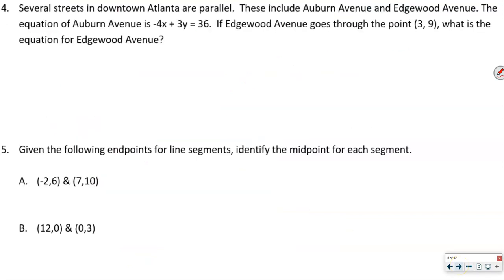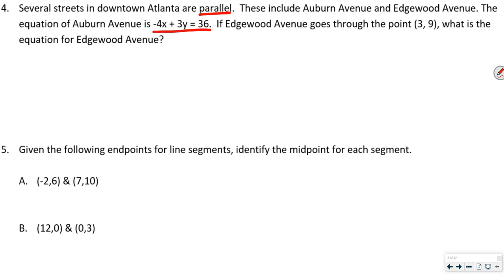All right, with number 4, it says several streets in downtown Atlanta are parallel. Key phrase. These include Auburn Avenue and Edgewood Avenue. The equation for Auburn Avenue is negative 4x plus 3y equals 36. If Edgewood Avenue goes through the point (3, 9), what is the equation for Edgewood Avenue? So we're trying to find an equation.